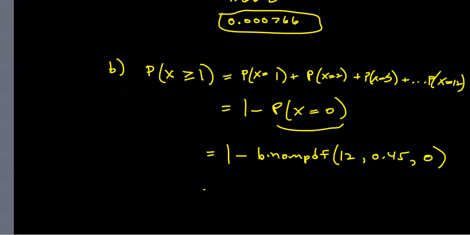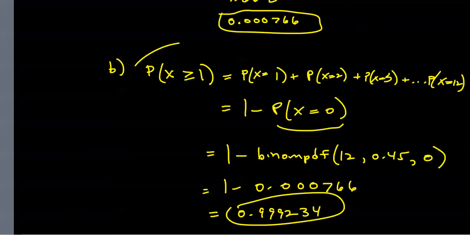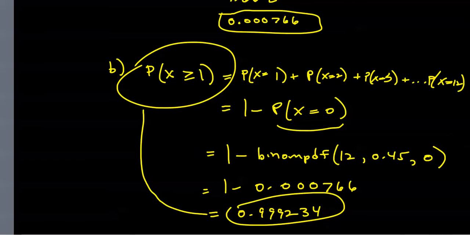So I've got 12 trials, a 0.45 probability of success in each trial, and looking for 0 successes. Right? So that's 1 minus 0.000766, and I get 0.999234. And again, you would think that the probability that at least one of these 12 households watches the Super Bowl is probably pretty high. Alright, so that's part B.